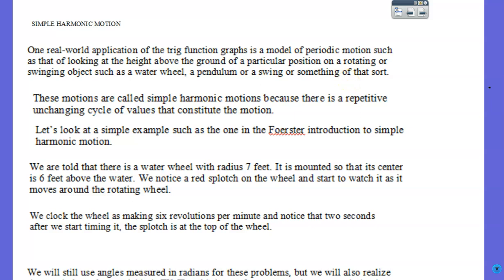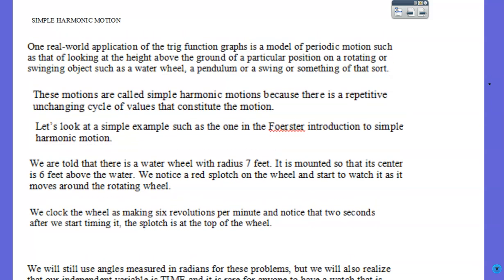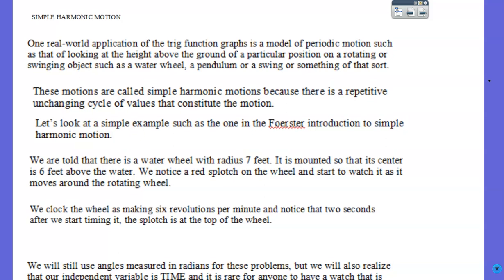But it could also be something that's varying, like the height of a tide, or maybe even temperature, which is kind of periodic throughout the day. Like it goes down, it comes back up. It's not a perfect wave, but it's the same idea. It's this idea of being periodic. So we call them simple harmonic motions because there's a repetitive, unchanging cycle of values, right? So that's what we're looking at.